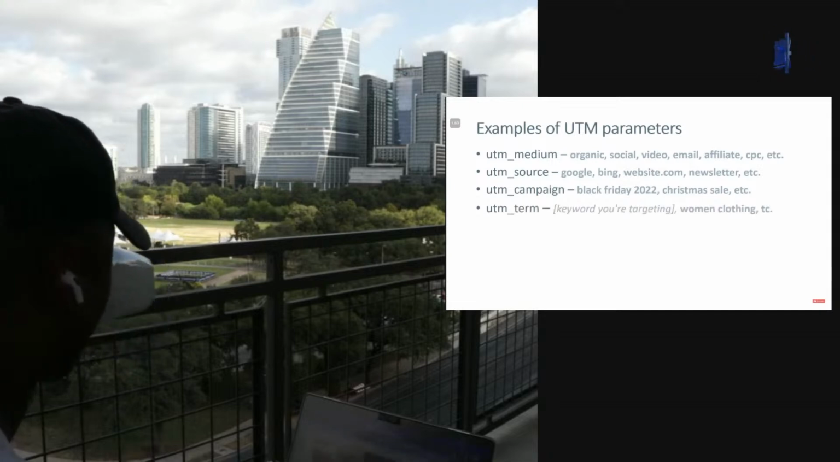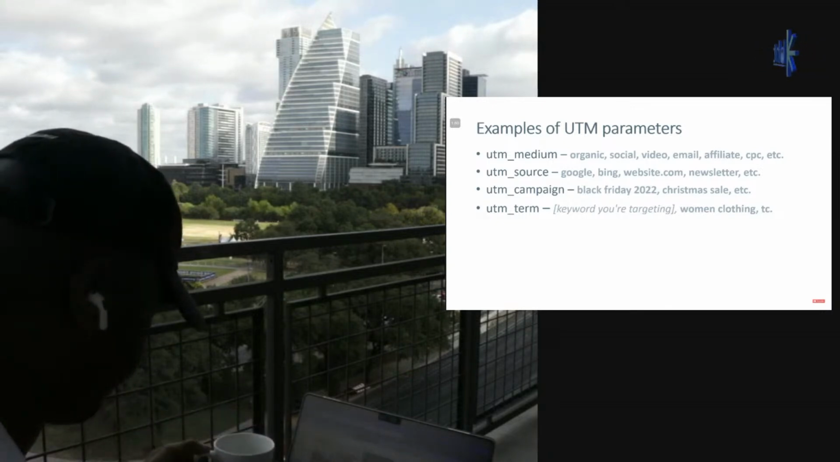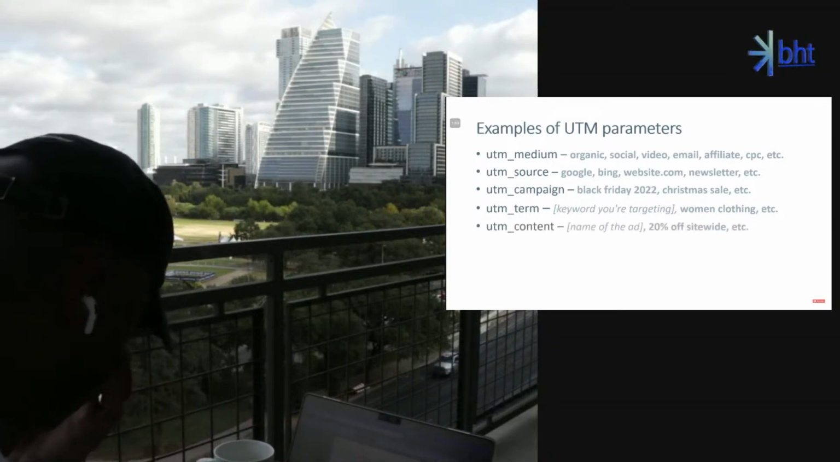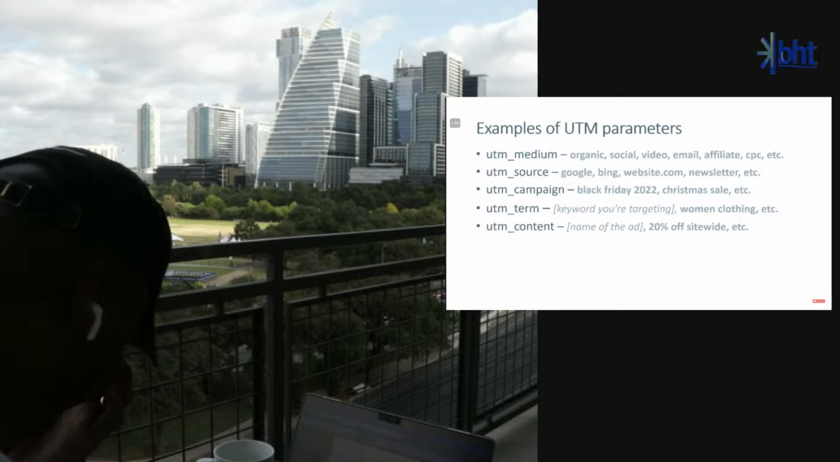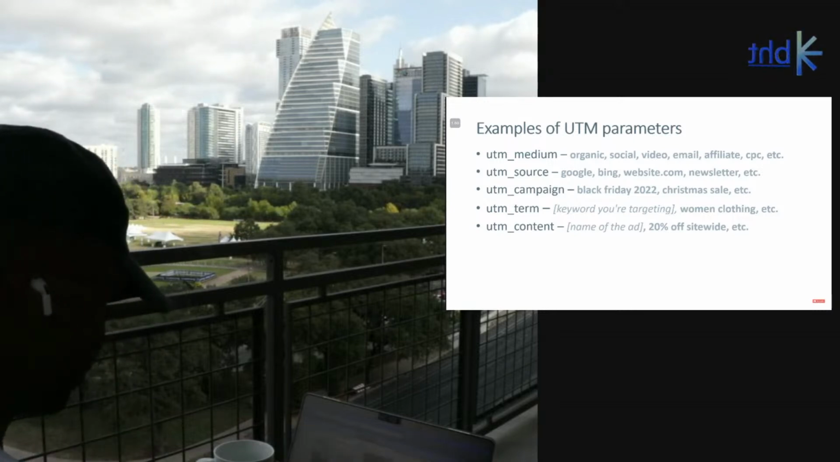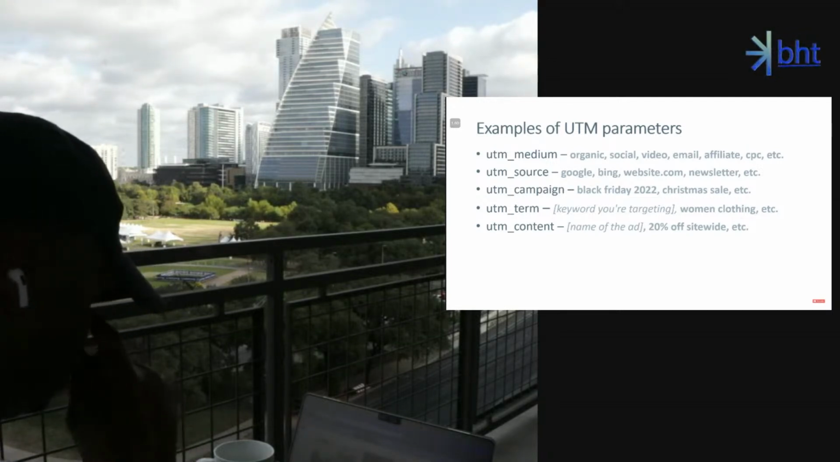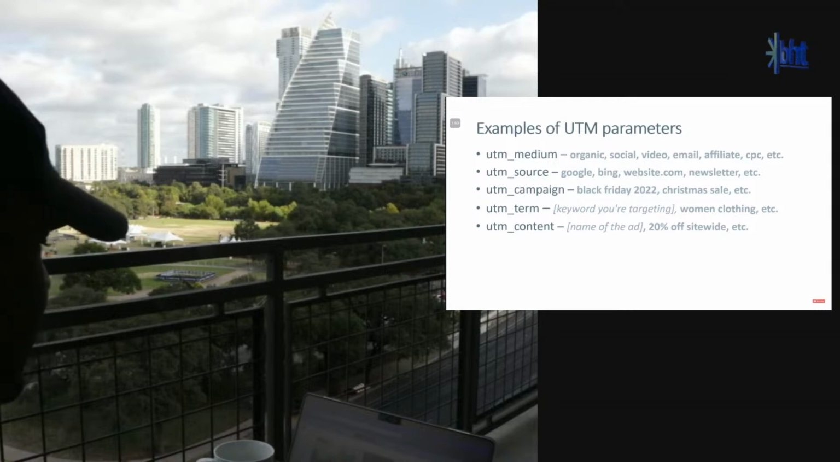Another supported UTM parameter is UTM term. And here you can enter, for example, the keyword that you're targeting. For example, it might be women clothing. Then if you're testing different text for your ads, then UTM content might also be useful. For example, one ad might say that you're offering a 20% discount off all products on the website. And the other one might be something like get free shipping. And then you can see which ads perform better in your marketing. So these 5 UTM parameters are the classic ones, but there are actually even more that Google Analytics 4 supports.